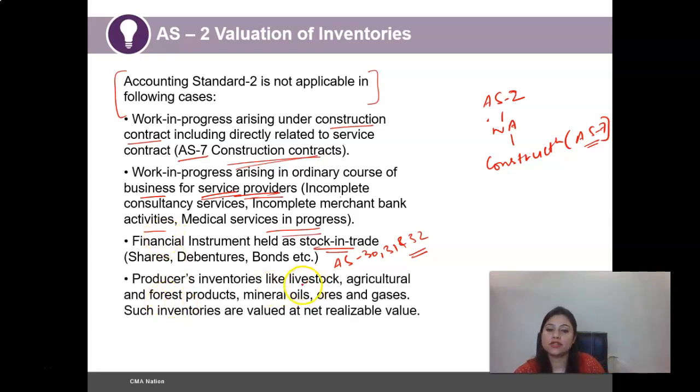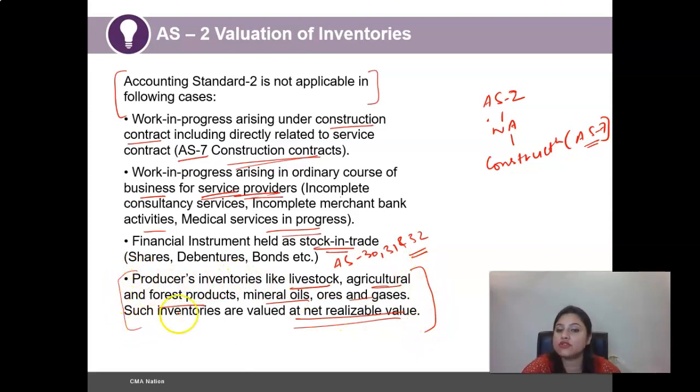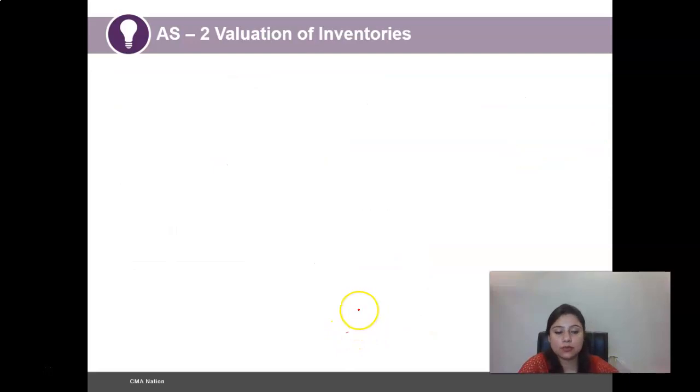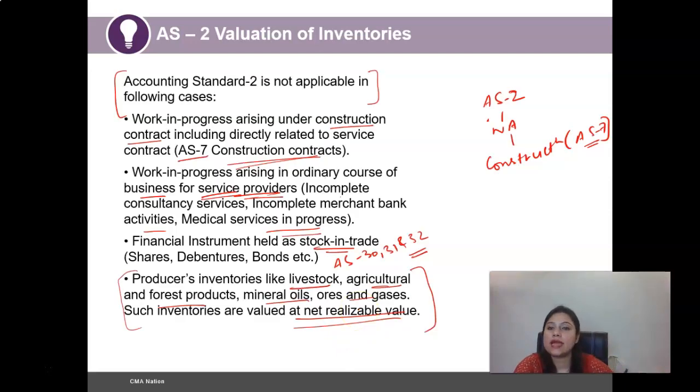Again, producers' inventories like livestock, agriculture and forest products, mineral oils, ores and gases are clearly valued at net realizable value. So when you are valuing such producer inventories, you have to keep in mind that they would be valued in the books of accounts at their net realizable value. So these are the exceptions, the points in which accounting standard 2 will not be applicable.